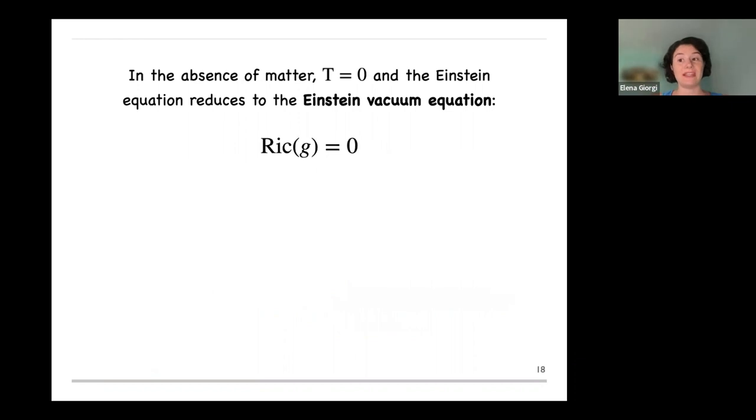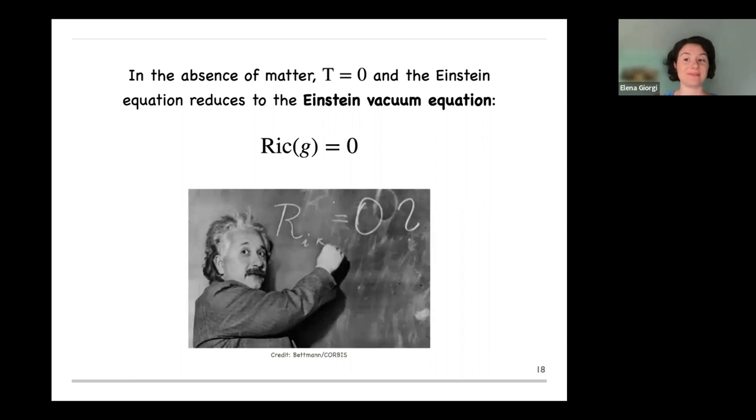But actually, because of this involved character of the Einstein equation, contrary to Newtonian gravity, general relativity is not trivial even in the absence of matter. So in fact, if you take T that vanishes completely, T equal to zero, then the Einstein equation reduces to the Einstein vacuum equation written here. And here you can see Einstein writing his equation, the Ricci curvature equal to zero. We will see that the vacuum case is already so rich and interesting from both a mathematical and physical point of view, in fact having solutions such as black holes, that in this talk we'll only discuss this case.